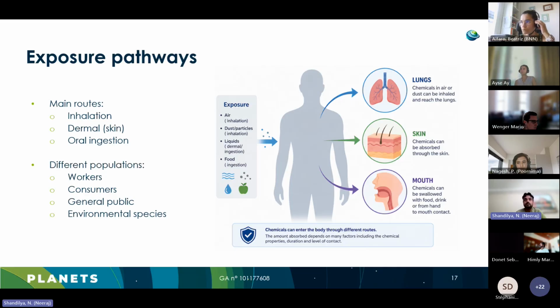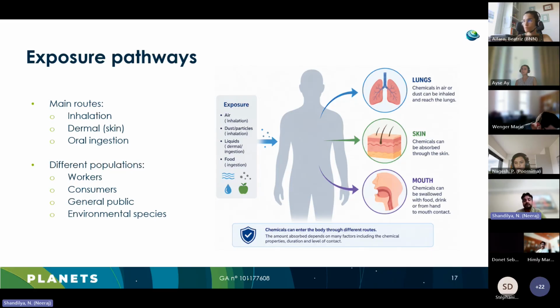Oral ingestion could also be intentional or unintentional. Intentional can be the medicine that you're consuming. However, you could also be eating food which has been contaminated through the food packaging. Mario will talk about it later, but this could also be one of the exposure routes.